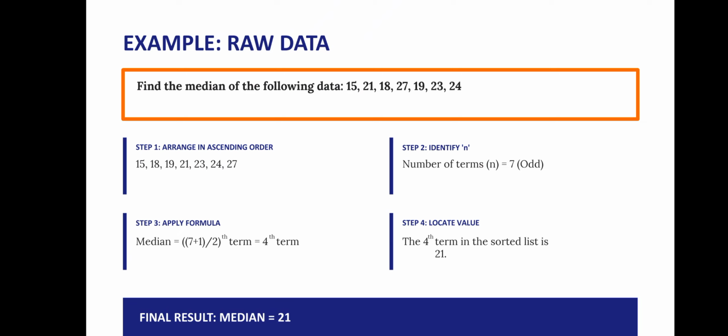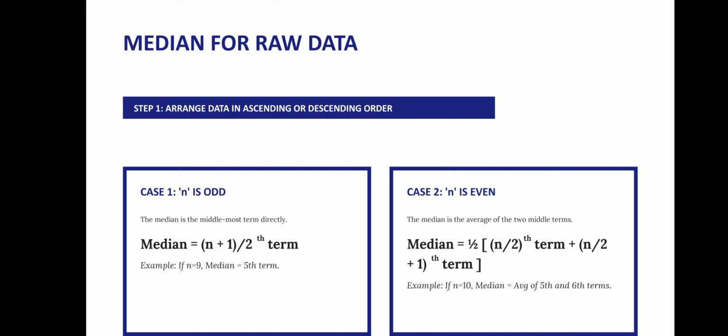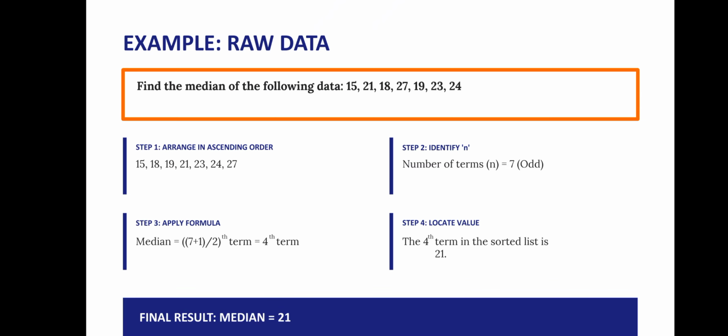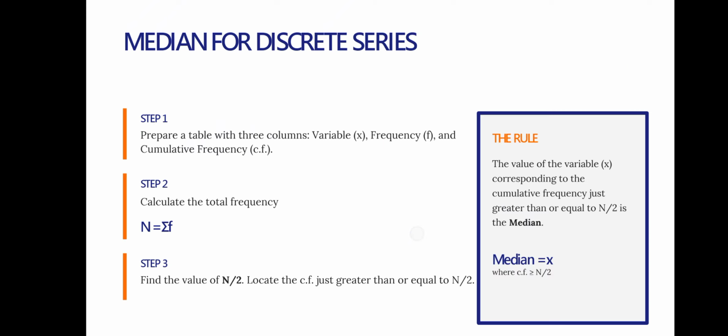Step 3 is to apply the formula. For the value of n which is odd, we already know the formula, which is (n plus 1) whole upon 2 th term. So it is (7 plus 1) whole upon 2, which is the 4th term. If we look at the 4th term for the data arranged in ascending order, our 4th term is 21 here. So yes, our median is 21. The result is 21.